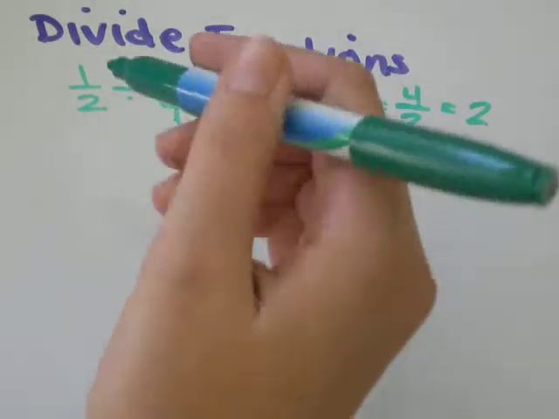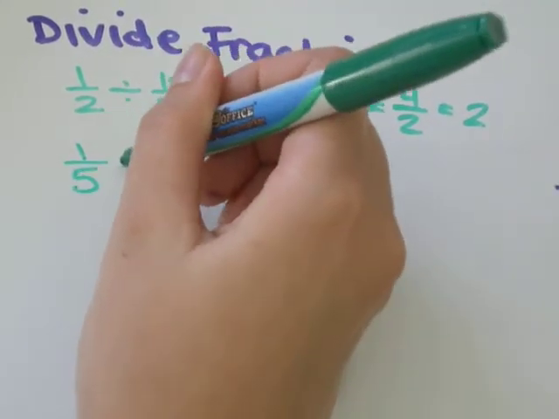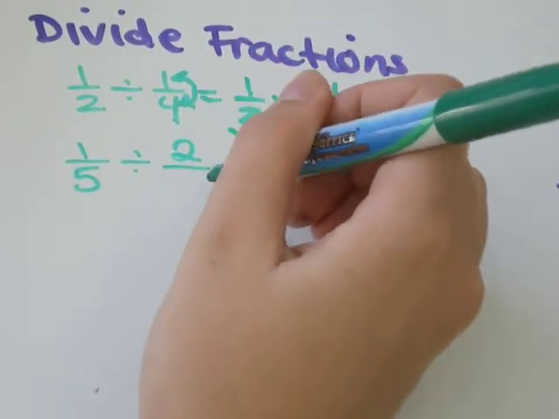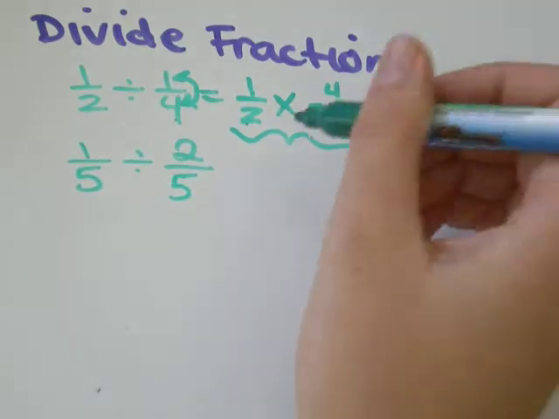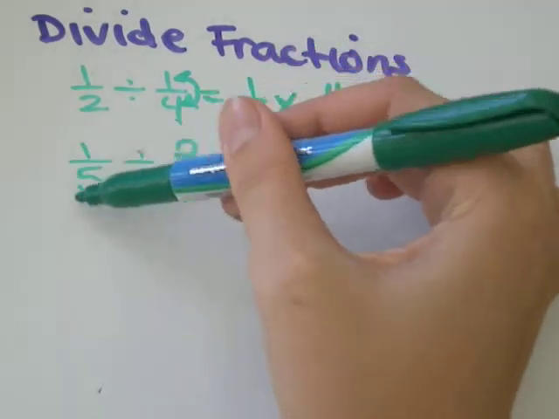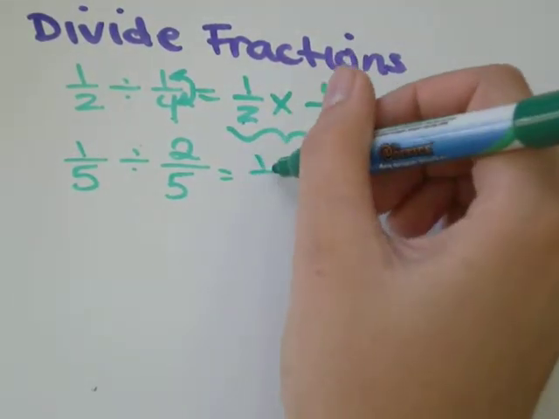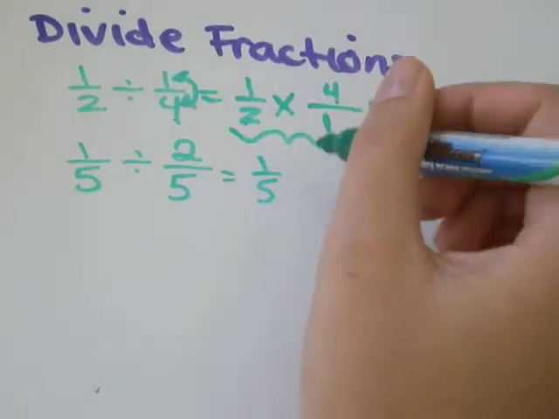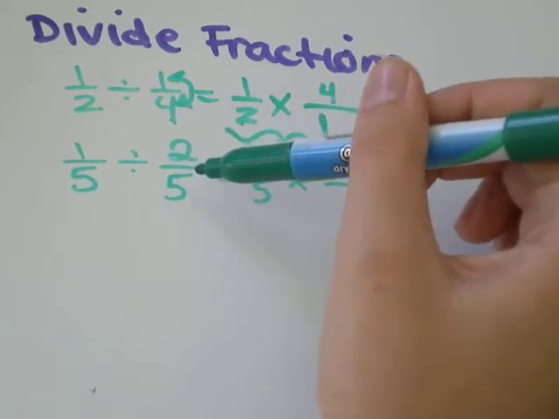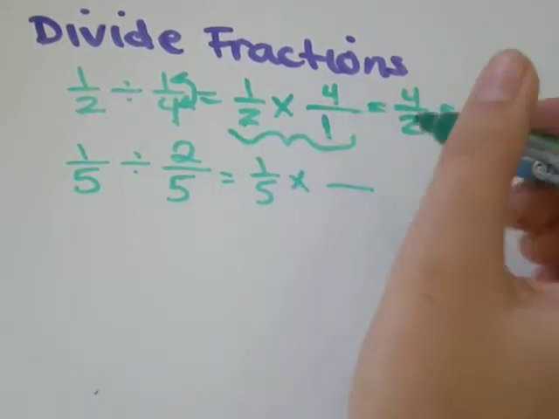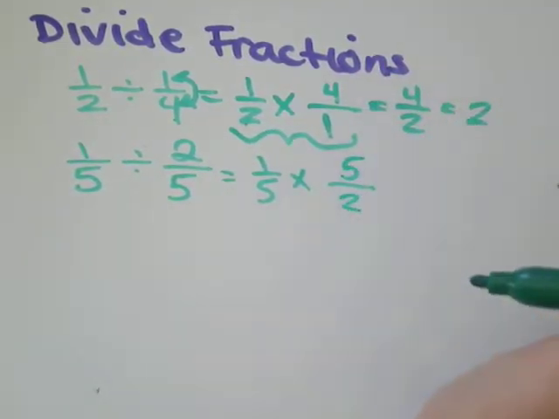Let's do a fifth divided by 2 fifths, let's say. So the first fraction, don't do anything to it. Change the divide sign to multiply, and then do the reciprocal of the second fraction. So basically all you're doing is flipping it over to become 5 over 2.